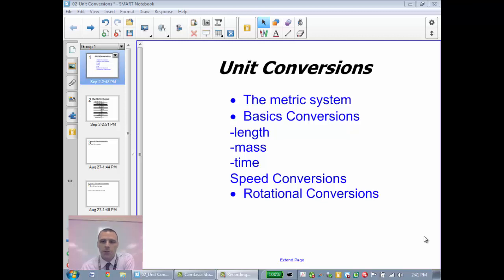This one's going to be on unit conversions, just going over some basic things that you've already done in other science classes. We're going to go over the metric system, the basics of it, and some of our units that we'll be seeing in physics. Some basic conversions, some speed conversions because we do a lot of those in physics, and also some rotational motion conversions. We'll see those a little bit later.